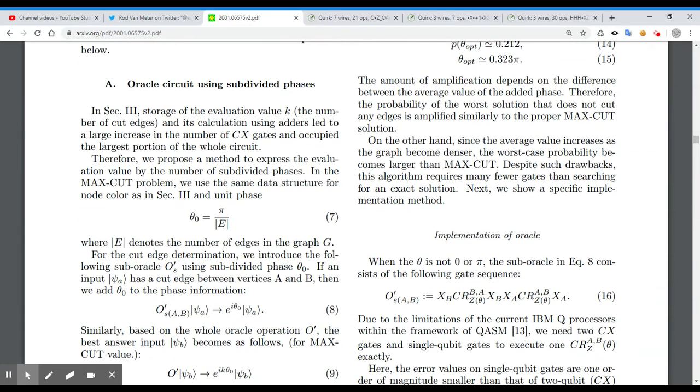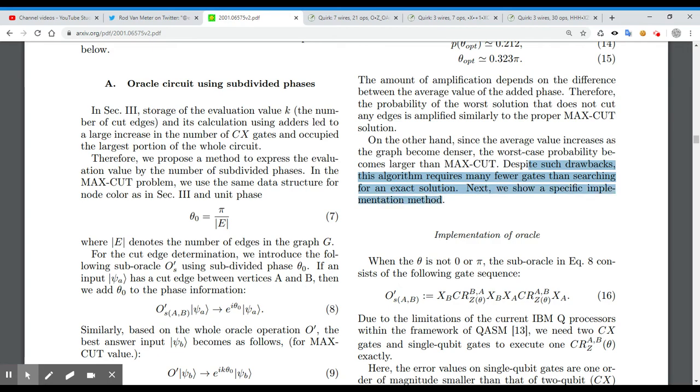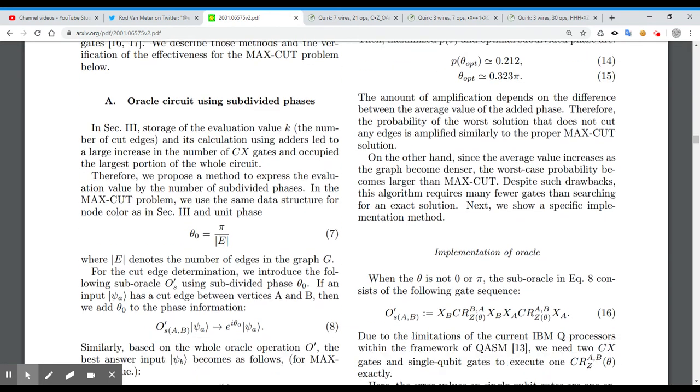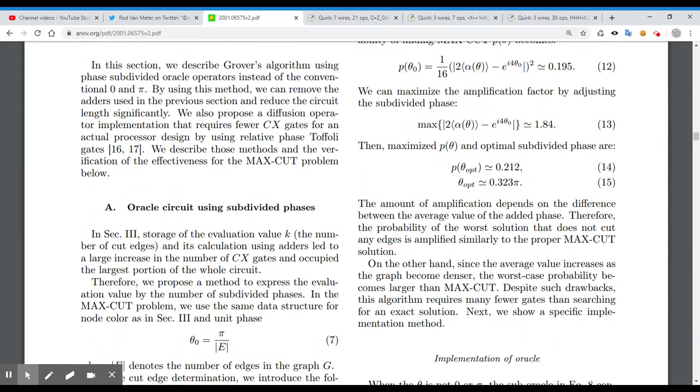On the other hand, since the average value increases as the graph becomes denser, the worst case probability becomes larger than max cut. Despite such drawbacks, this algorithm requires many fewer gates than searching for an exact solution. Next, we show a specific implementation method. That's interesting. Okay, so I'm going to leave it here for this video. I need to let that sink in a little bit and then re-reason that.